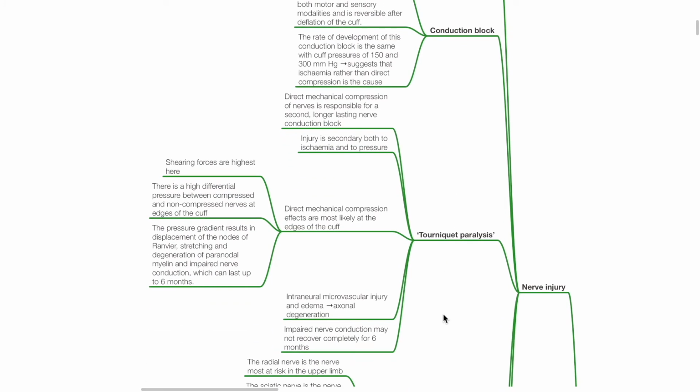Tourniquet paralysis. Direct mechanical compression of nerves is responsible for a second, longer-lasting nerve conduction block. Injury is secondary to both ischemia and to pressure. Direct mechanical compression effects are more likely at the edges of the cuff, as shearing forces are the highest here. There is a high differential pressure between compressed and non-compressed nerves at the edges of the cuff. The pressure gradient results in displacement of the nodes of Ranvier, stretching and degeneration of paranodal myelin, and impairment of nerve conduction, which may last for up to 6 months. Intraneural microvascular injury and edema result in axonal degeneration.